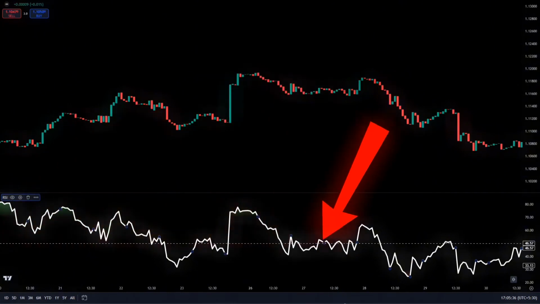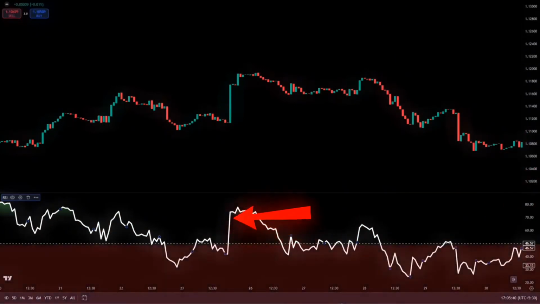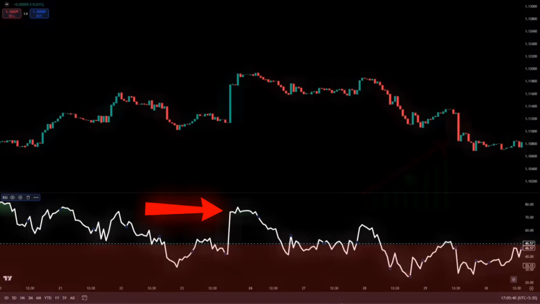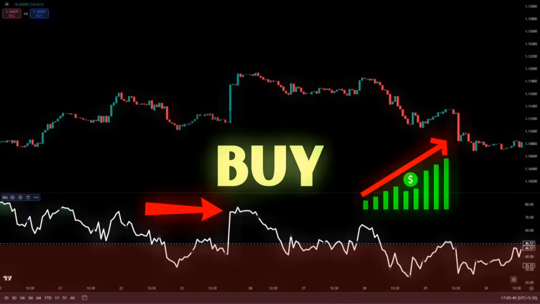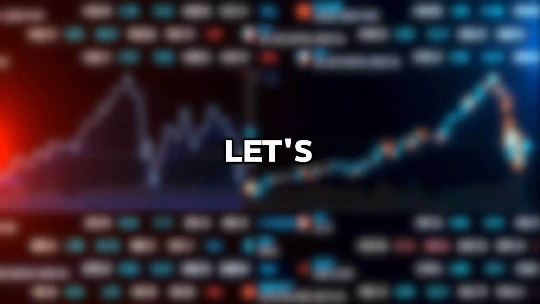Now that we have a single line in the middle, it is very easy to use it to confirm a trend. If the RSI is above the line, it indicates an uptrend in the price, so you should only take buy positions. If it is below the line, it indicates a downtrend in the price, so you should only take sell positions. Let's now discuss the third indicator, the MACD.